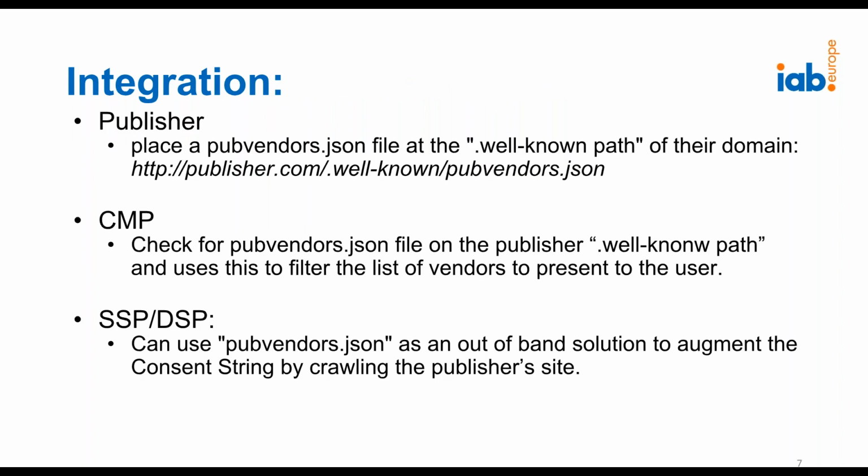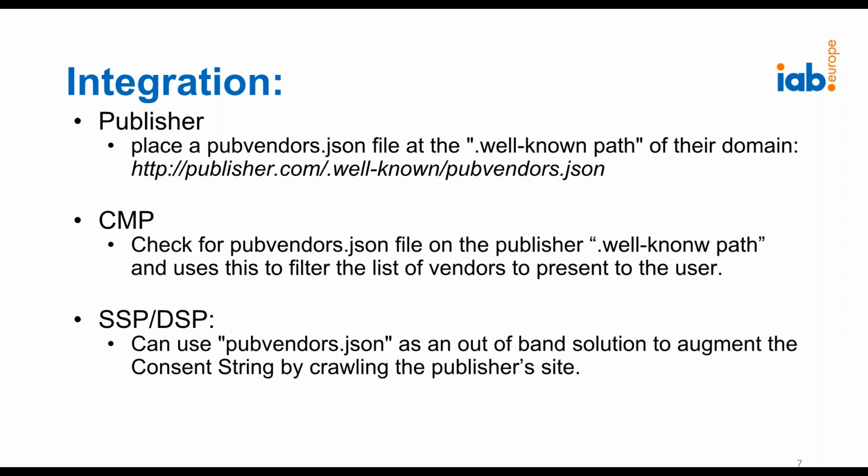That talks a little more about the integration. There's 3 areas. As I mentioned, the publisher can place that file on their well-known path on their domain, and the example is right there. And then the CMPs know where to read this from, and when vendors crawl the page, they know where to find this. Then the CMPs can check for this, as I mentioned, and then use this to filter out the list of vendors they present to the users.